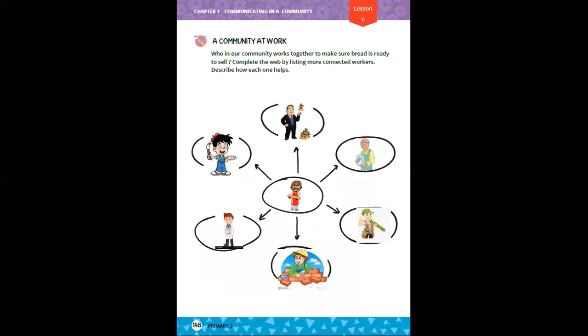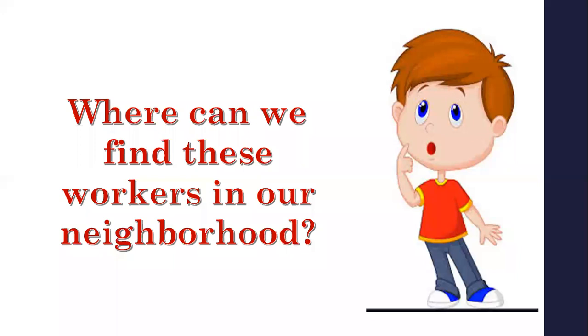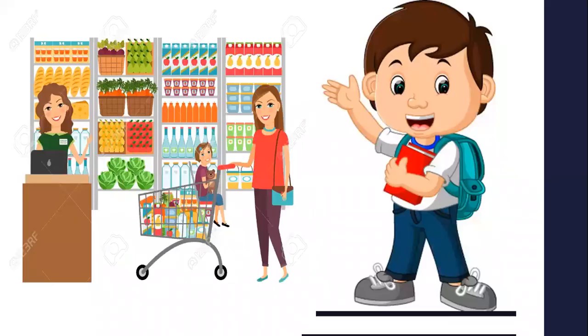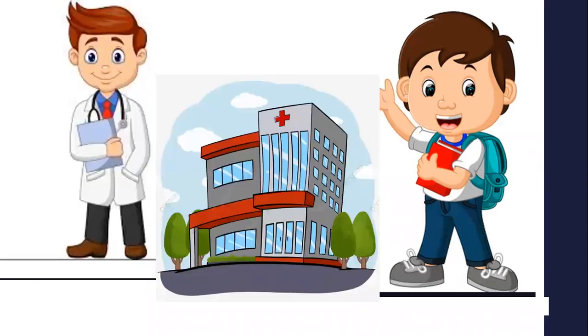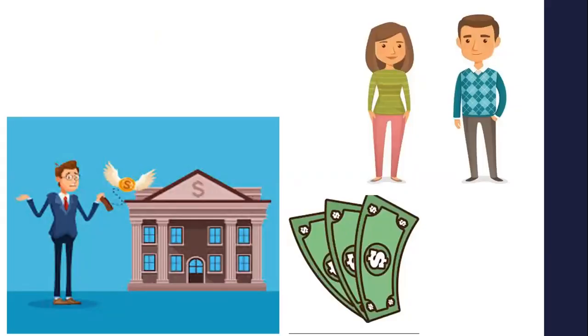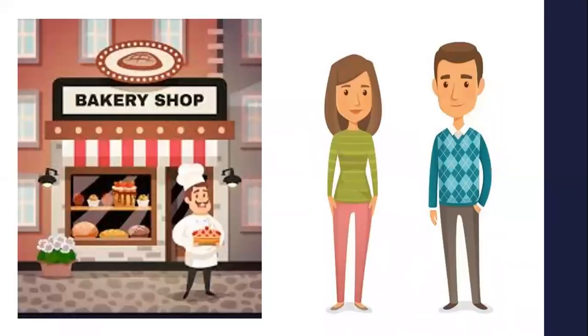Now that we have thought about jobs in the community, let's look at where we can find these workers in our neighborhood. For example, you might communicate with a grocer in grocery to find out where a specific food might be. Also, you communicate with the doctor in the hospital if you are sick. Your parents may communicate with the banker in the bank to save their money. Or they may connect with the baker to buy bread.